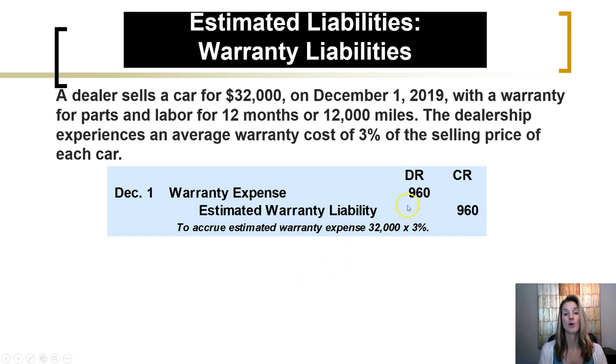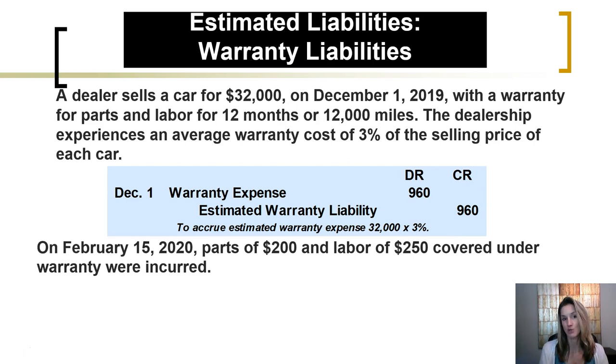So they will record the warranty expense of $32,000 times 3% estimate, or $960, on December 1st when the sale is also recorded. And they record a liability to pay for that expense at some point over the next 12 months, or a liability of $960.